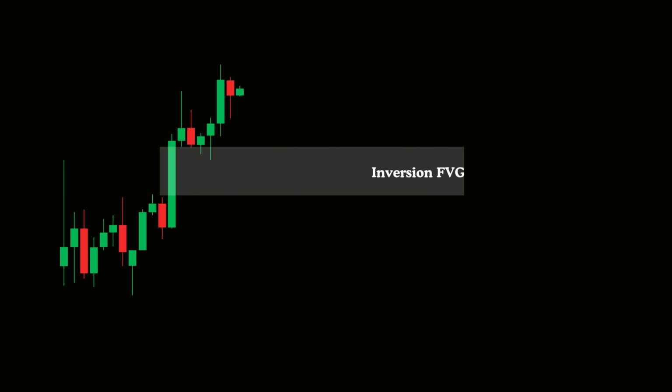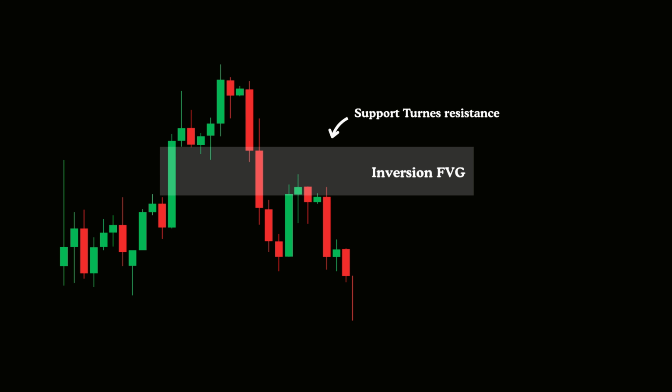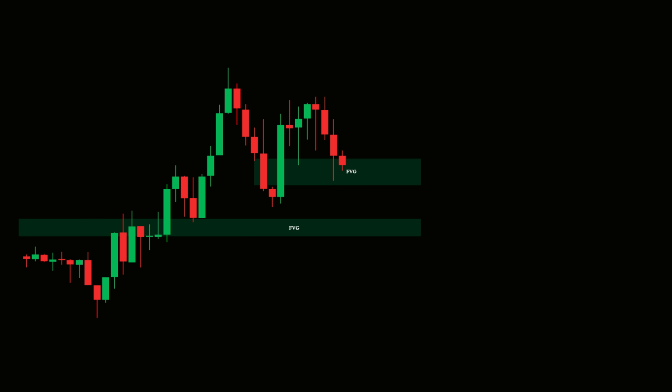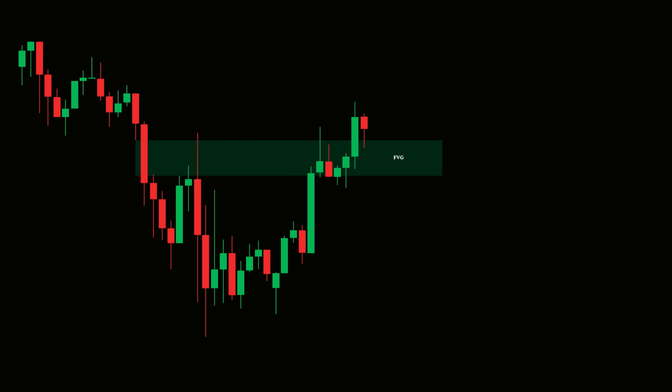Inversion fair value gaps. If you're not familiar with inversion fair value gaps, they occur when a fair value gap fails and gets completely filled. At that point, the previous support becomes resistance, and if price retraces back into this zone, it becomes another key trading area for potential short positions. By enabling inversion fair value gaps on the chart, we can see that the indicator also effectively identifies these critical zones. Likewise, when we change the time frame, the most recent inversion FVGs are updated and visible on the chart.